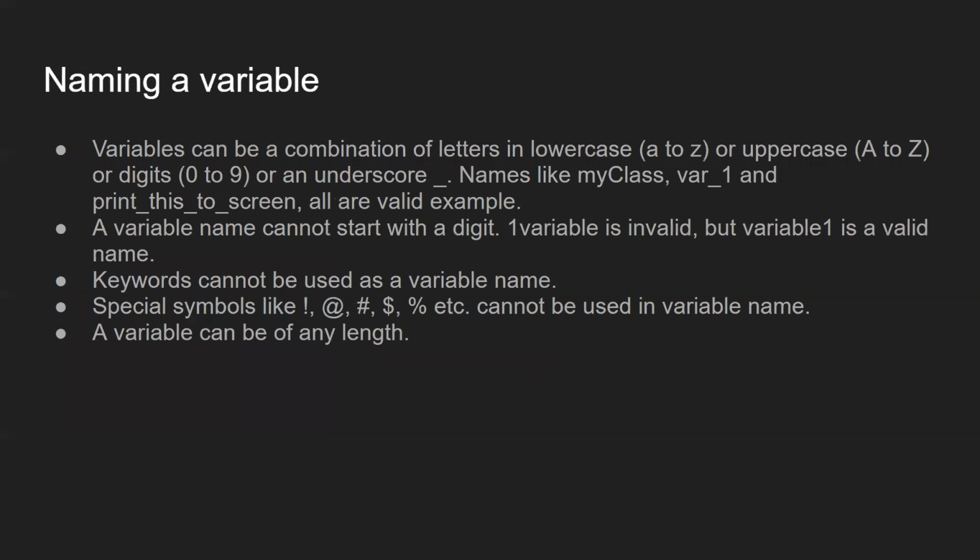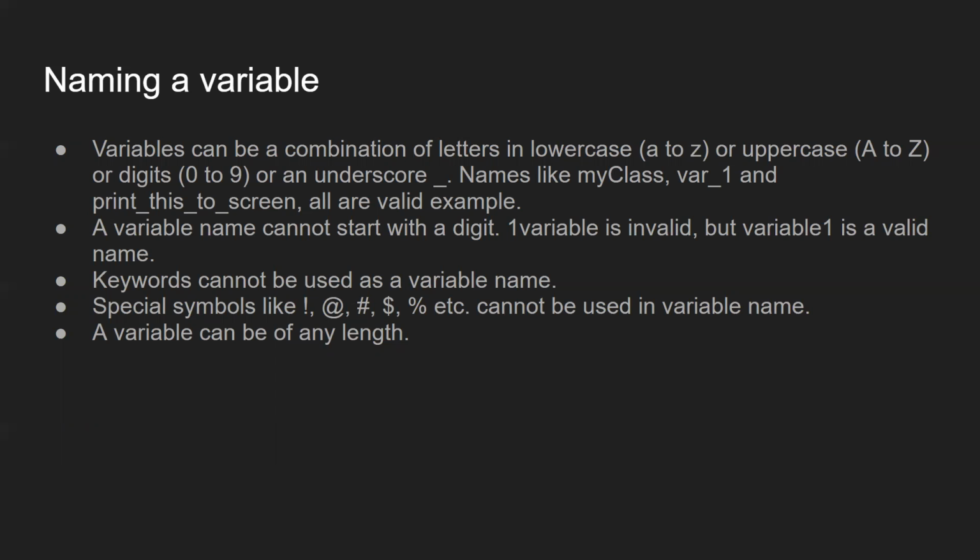Also, you need to follow a few rules while naming a variable in Python. In Python, a variable name can be a combination of letters, digits, and underscore. Your variable name cannot start with a digit. Keywords are Python reserved words, which you cannot use as a variable name. Also, special symbols like at the rate, dollar sign, hash, etc., you cannot use in your variable name. A variable name can be of any length.